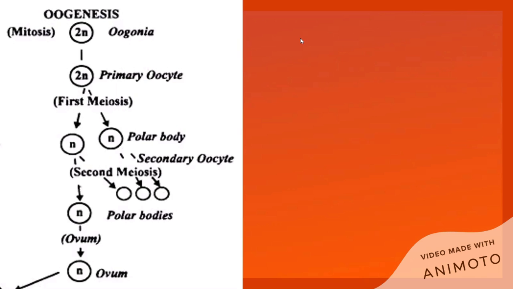Yes, sir. Sir, I have one question. Yes. Concepts of oogenesis. When you get the secondary oocyte, will it divide by mitosis to give you the synergids and the antipodals and the polar nuclei?